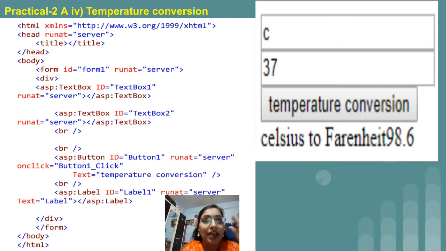Similarly, if you have F, then whatever value you enter inside text box number 2 will be the value of Fahrenheit, which you want to convert into Celsius. So this is your interface. You should know the interface first, then we will move to the next slide. I hope this is clear to you.